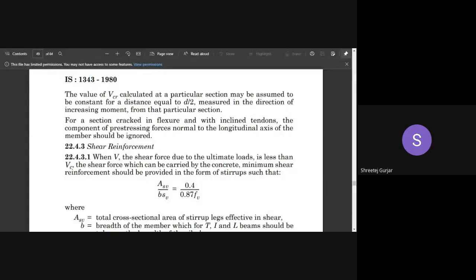Okay. So let me come back to your code book now. That particular clause I have explained. It is not very useful for solving your numericals, but you should know this particular thing.